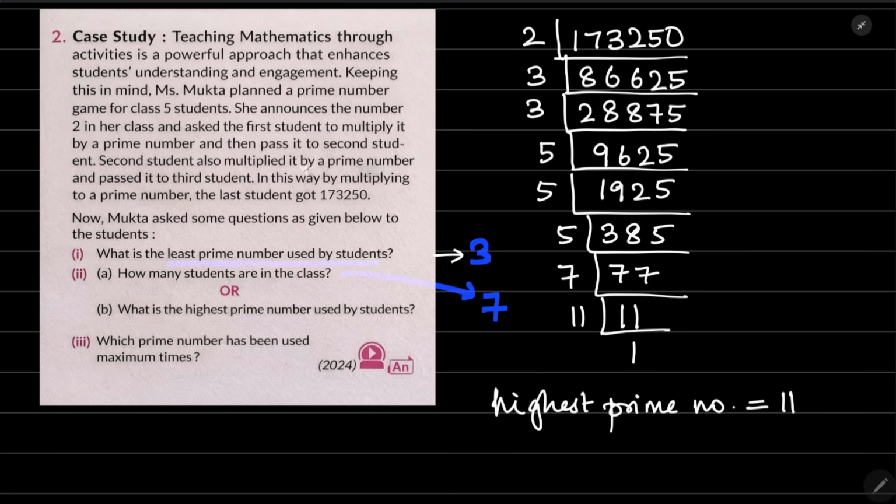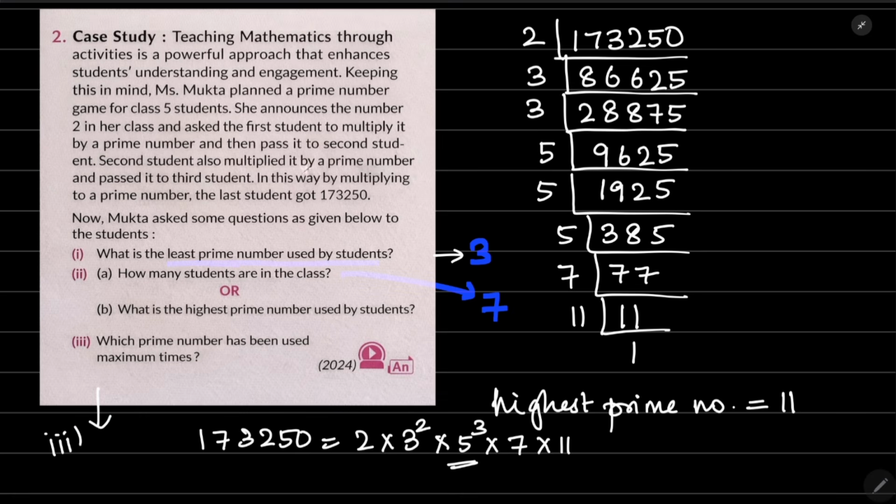And the last question. Which prime number has been used the maximum number of times? If you see here, 173,250 is equal to 2 multiplied by 3 squared multiplied by 5 raised to the power 3 multiplied by 7 multiplied by 11. Which is the prime number which has been used the maximum number of times? It is 5. So the answer for the last question is 5. These answers you will have to write in a very clear way.